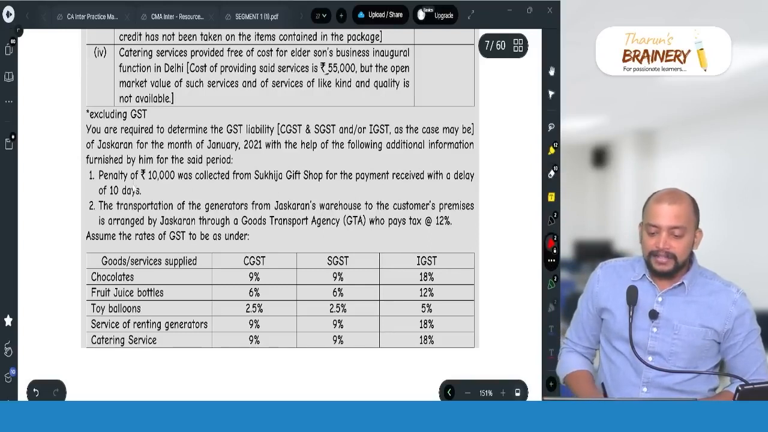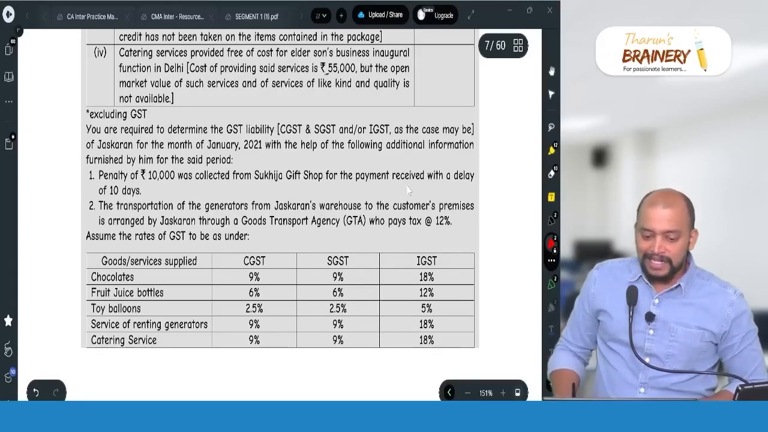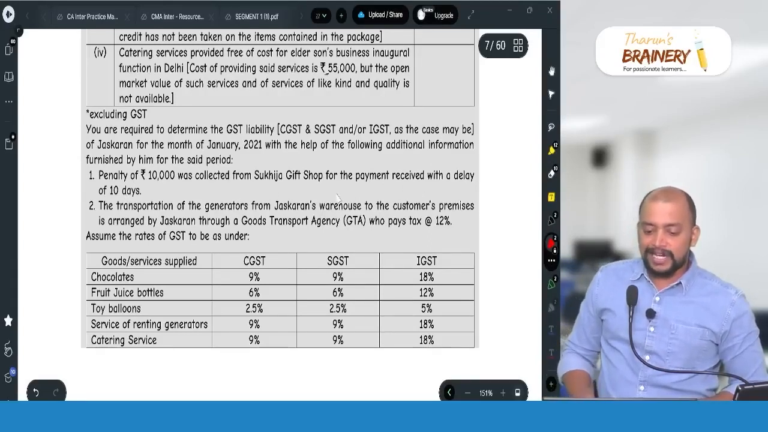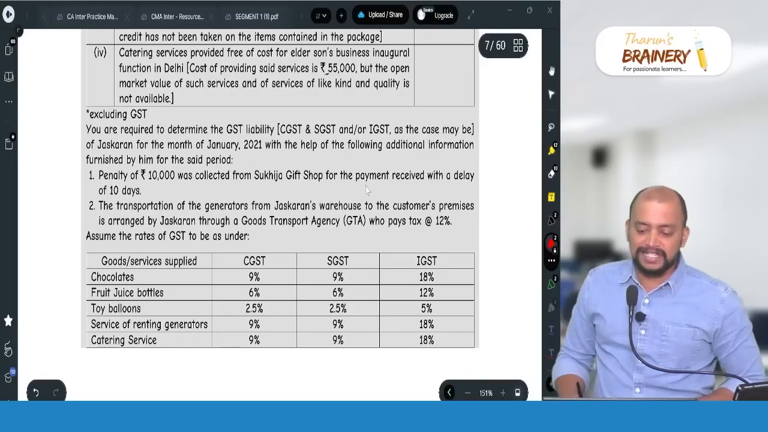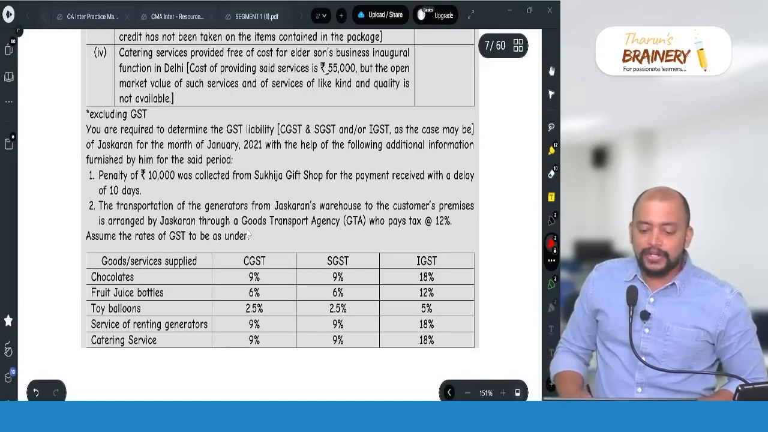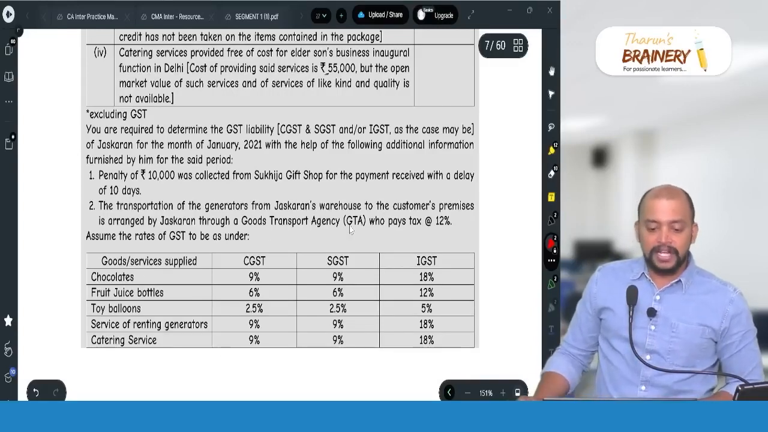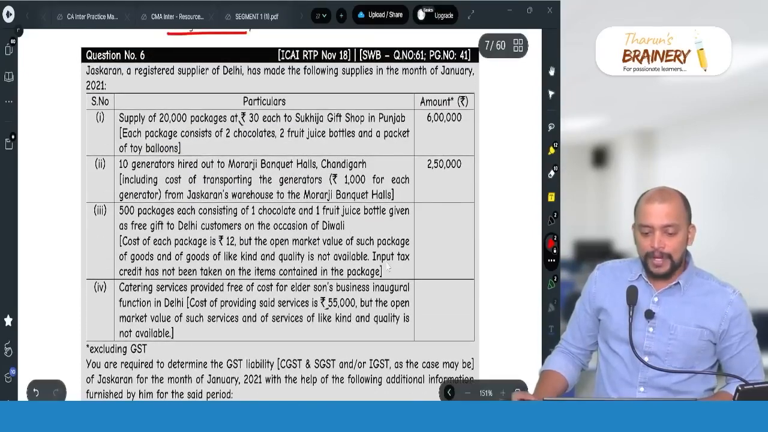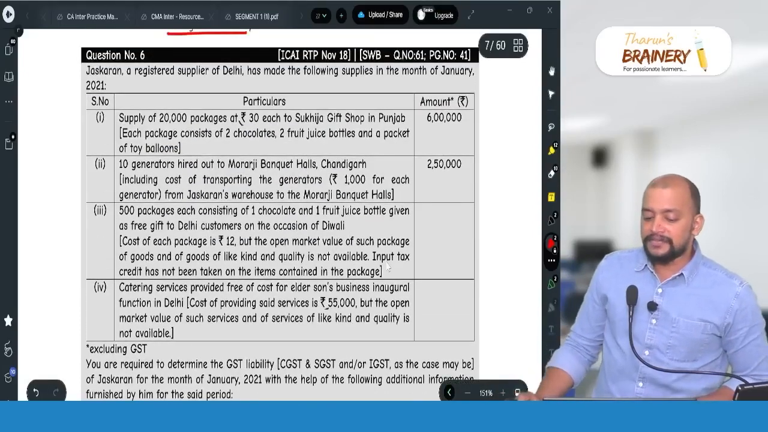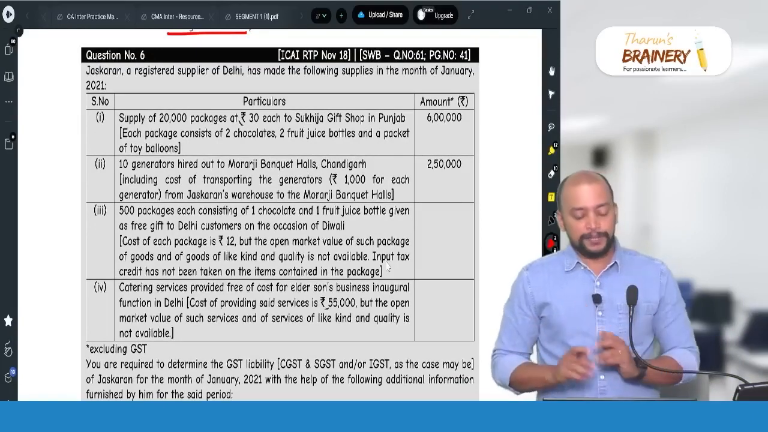And there is some information here. Penalty of 10,000 was collected from Shukija gift shop, that we will see later. And for the transportation of generators, some tax rate is given. And for chocolates and fruit juice bottles, the rates are given. Now, let's interpret one by one. And here, we need to compute the GST liability.